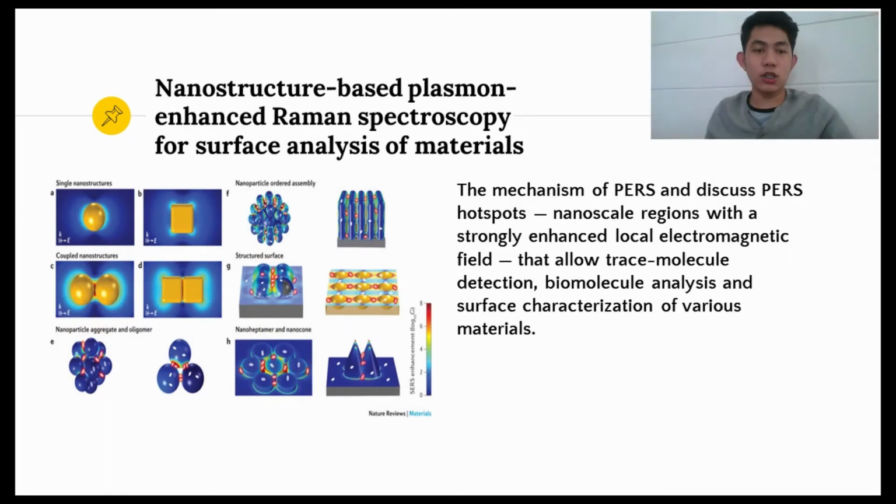Another use of surface plasmon resonance is in nanostructure-based plasmon-enhanced Raman spectroscopy, or PERS, for surface analysis of materials. The mechanisms of PERS and PERS hotspots are discussed. Hotspots are nanoscale regions with a strongly enhanced local electromagnetic field that allows trace molecule detection, biomolecular analysis, and surface characterization of various materials.